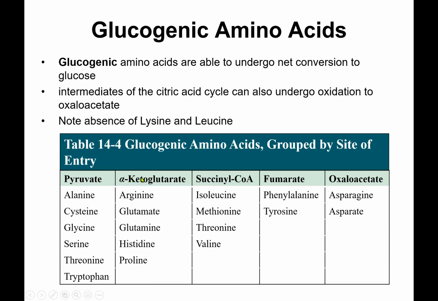There is duplication here, but other glucogenic amino acids enter through alpha ketoglutarate, succinyl CoA, fumarate, and oxaloacetate, which are all intermediates of, you guessed it, the citric acid cycle. You don't have to memorize this. This is just something to know. Different glucogenic amino acids enter through different intermediates.